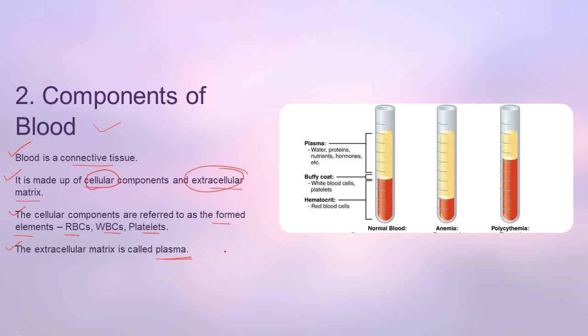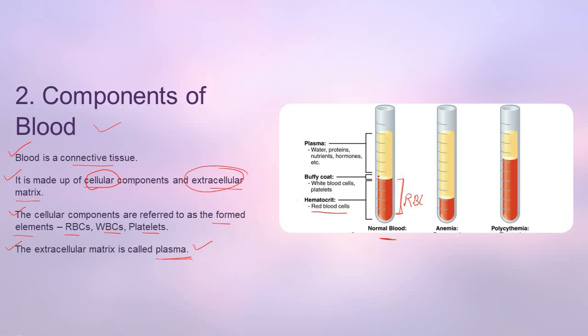Plasma mostly contains water, around 90%, and it is the fluid part of the blood, and the rest is the cellular part. Here you can see the normal blood. When we centrifuge the blood, the red part, which is heavier in weight, settles at the bottom of the container. This is RBC.